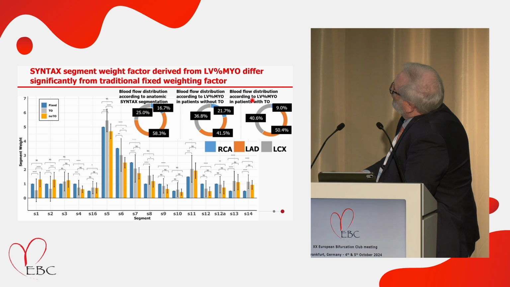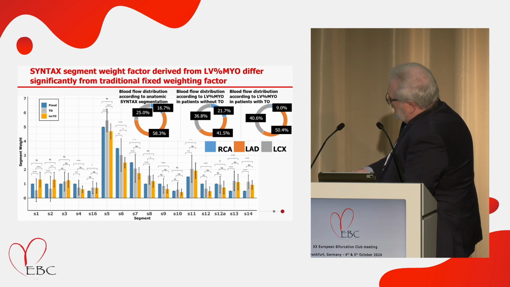And then the blood flow distribution according to the LV% myo in patients with total occlusion, and many of them were in the right coronary artery. You could see LAD 50.5, circumflex 40.6, and right 9%.